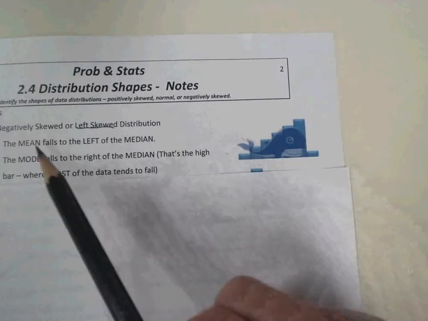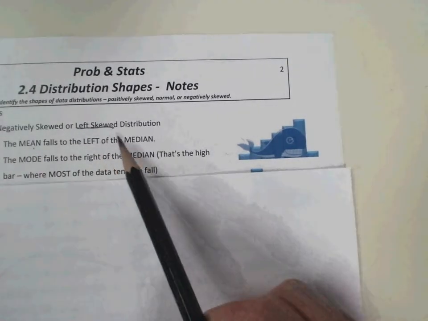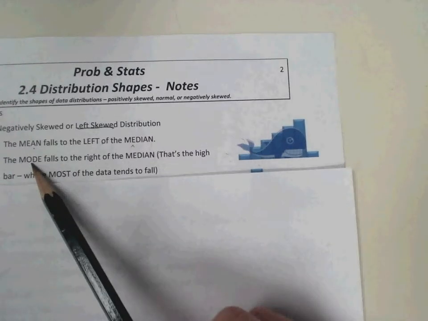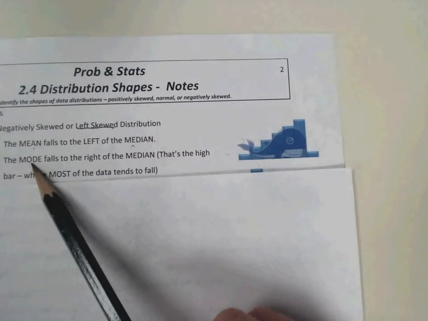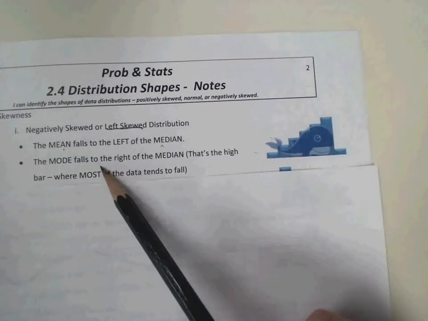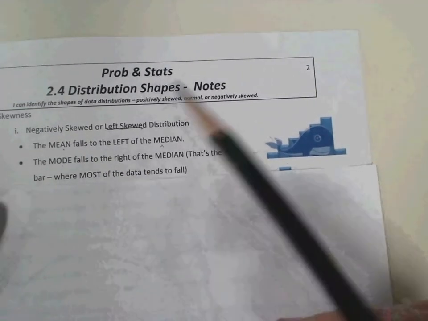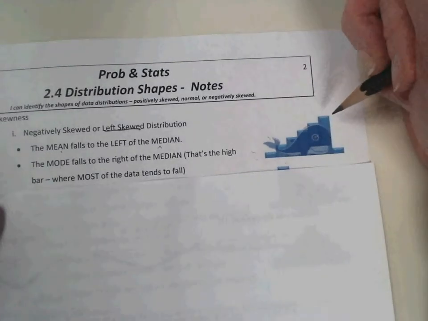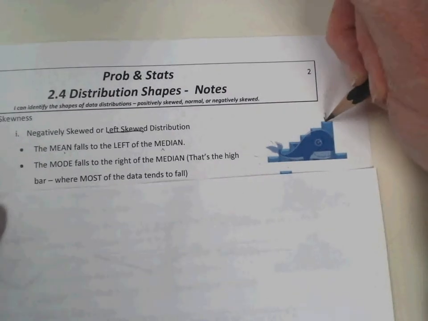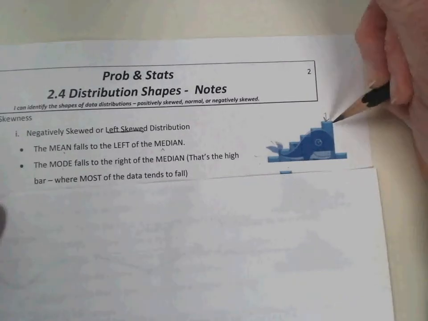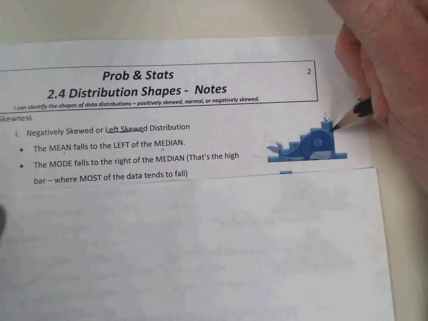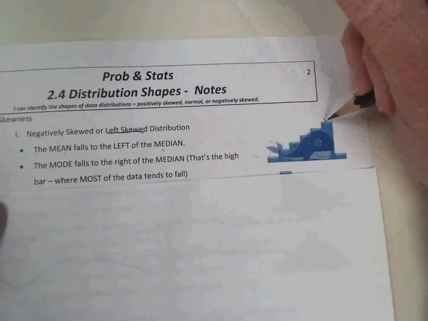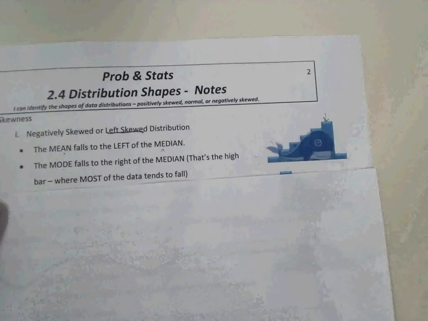In these data sets, the mean would fall to the left of the median, and the mode, the observation or data point that occurs the most often, falls to the right of the median, so the middle point. You see here that would indicate the mode. So if you can picture our dot plot or our frequency distribution, the one that occurs the most often has the highest bar.